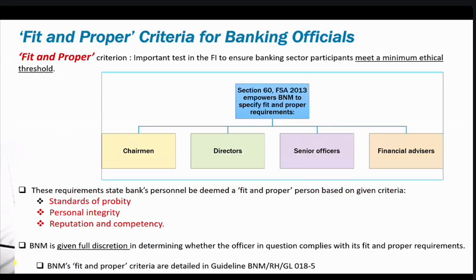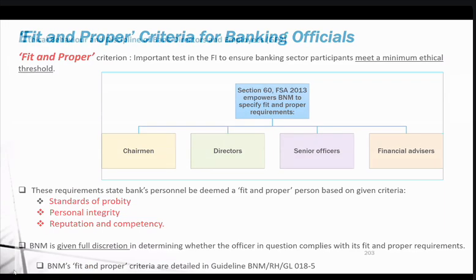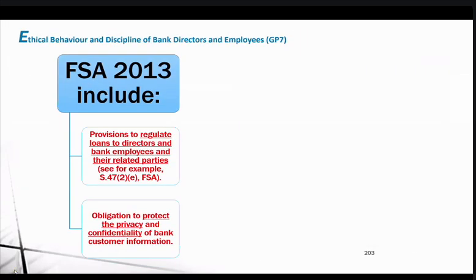Last topic is fit and proper criteria. This is to ensure the banking sector meets minimum ethical threshold for chairman, directors, senior officers, and financial advisors, and you have the standards of probity, personal integrity, reputation, and competency. The rest of it you can read on your own.